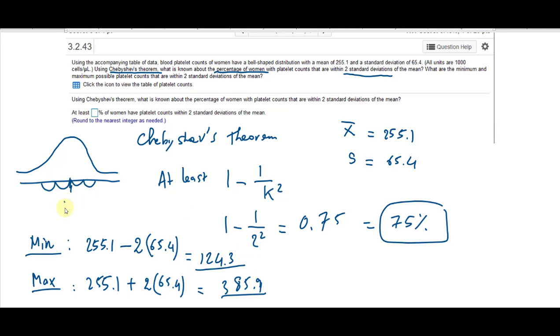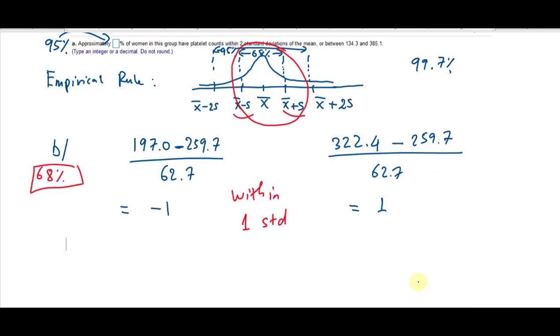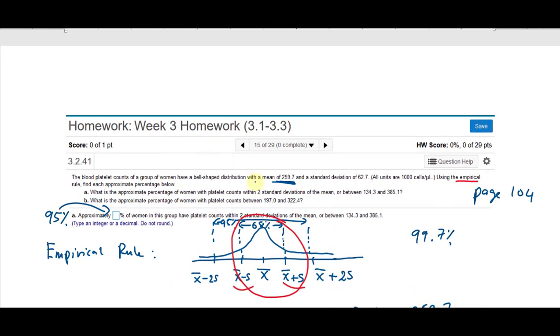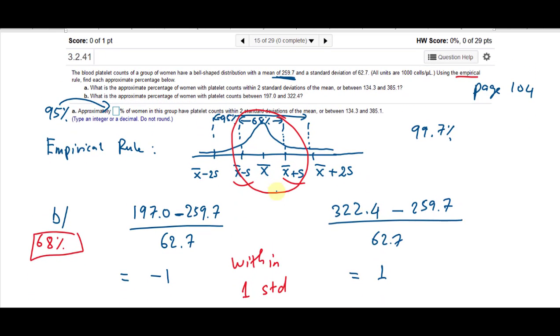So this is the mean, the middle value. Because we have two standard deviations, we go 2 times above to get the max value, and 2 times below the mean to get the min value. Each increment or decrement is the value of the standard deviation, the s value. So you subtract 2 times s, or add 2 times s. So that's how I solve problems 15 and 16 of the week 3 homework assignments for section 3.2.